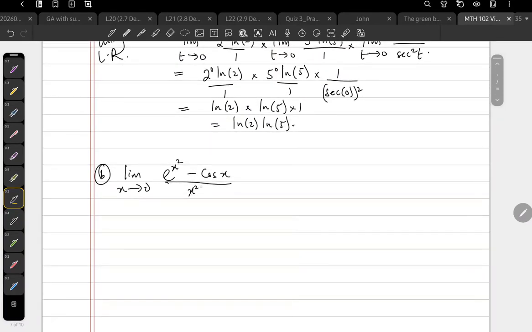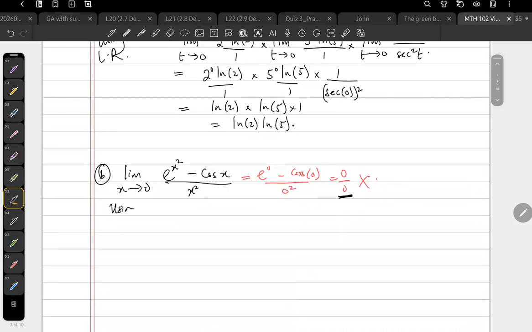Of course, direct substitution will immediately tell us that it is an indeterminate form. When x is equal to 0, we have e raised to the power 0 minus cos 0, which is 1 minus 1, over 0 squared, and that will give us 0 over 0. So it's an indeterminate form. We cannot factorize here, we cannot rationalize, we cannot use a conjugate, so we are only left with the option of using L'Hopital's rule. Because we have 0 over 0, we are good.